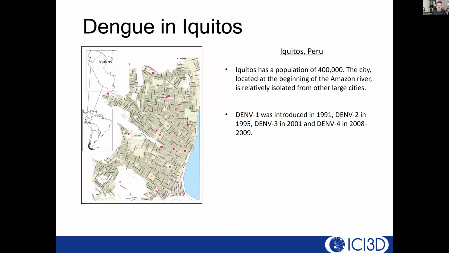The analysis that I'm going to be describing focuses on some work that was done in Iquitos, Peru. Iquitos is a city on the Amazon River, with a population of about 400,000. It's relatively isolated from other large cities. Dengue 1 showed up in 1991, Dengue 2 appeared in Iquitos in 1995, Dengue 3 showed up in 2001, and then Dengue 4 showed up between 2008 and 2009. So all 4 serotypes have shown up in Iquitos, but they came in a staggered manner.